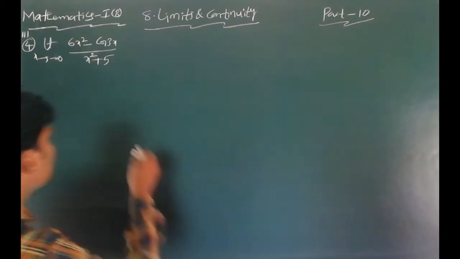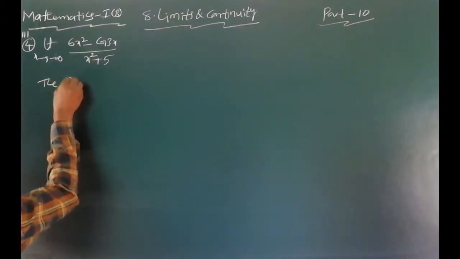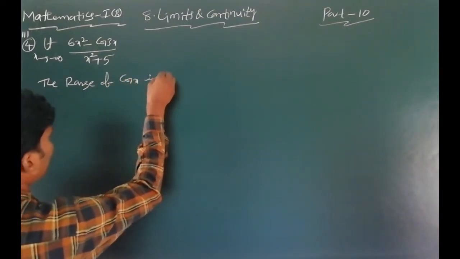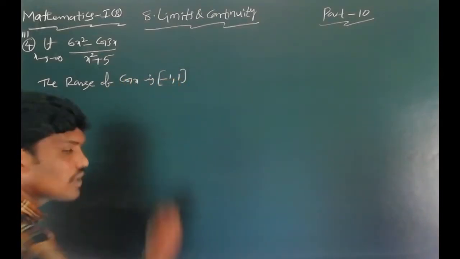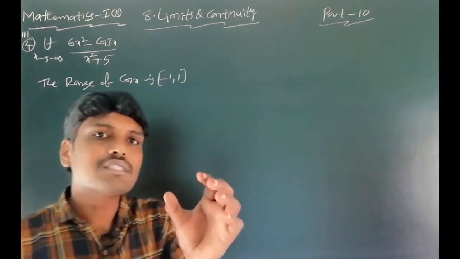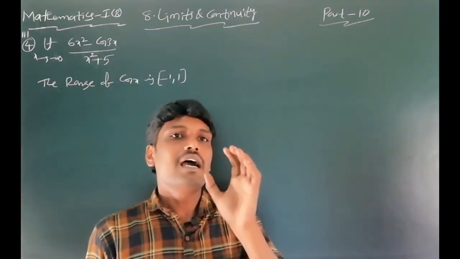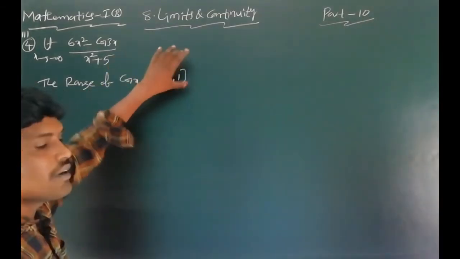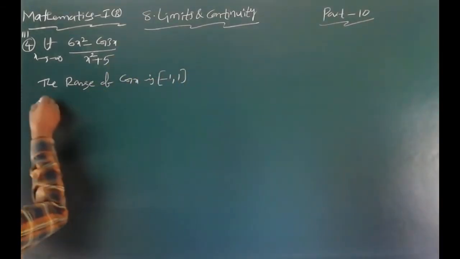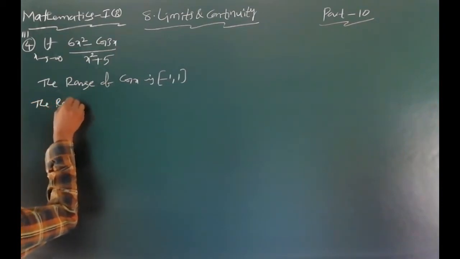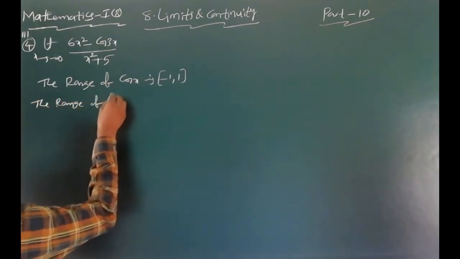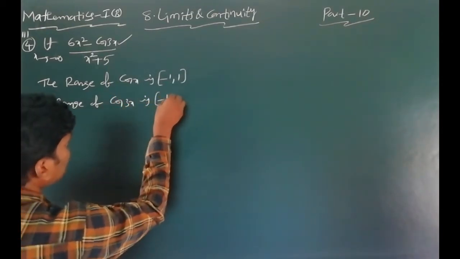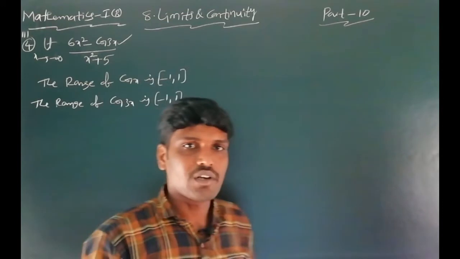Suppose, what is the range of cos x? The range of cos x is minus 1 comma 1. It was already explained that minus 1 comma 1 is the range. Here, what is the range of cos 3x? Here also the range is equal to minus 1 comma 1.